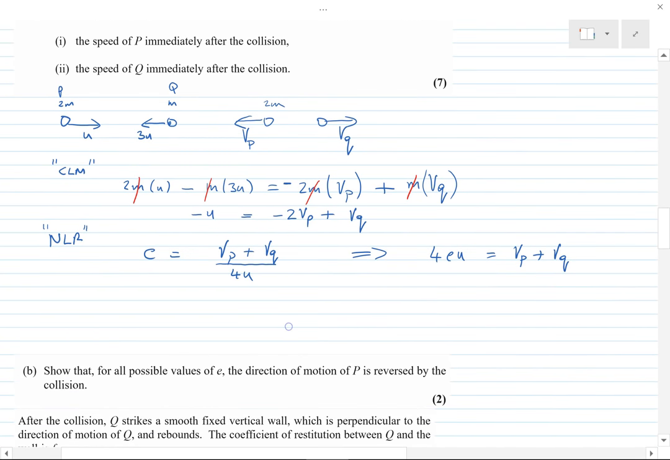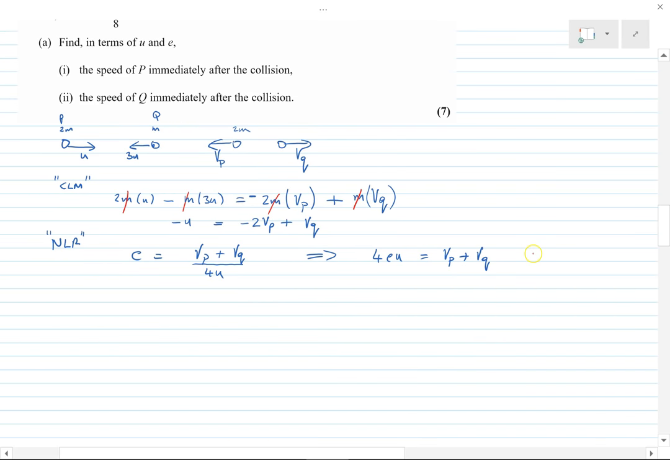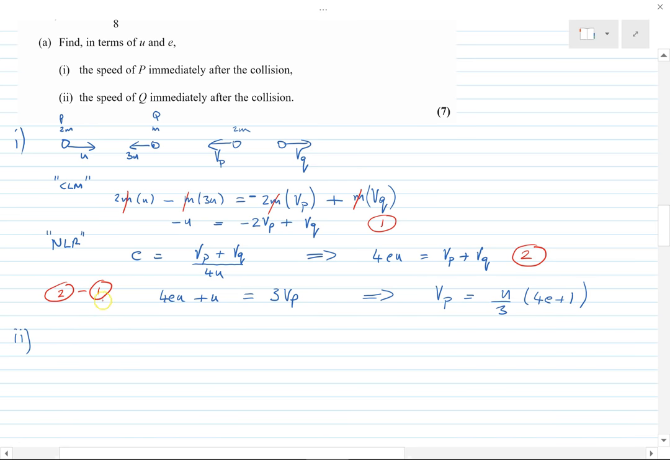Right, now if I were to subtract these two equations, let's just move this down. Let's number them just to make it clear what I'm doing. If we number this one 1 and this one 2, we can make it clear. So what I'm going to do is, first of all, do 2 take away 1 to get an equation. That will give us 4eu plus u, because it's a double negative there, is equal to VQ will cancel, and we'll have VP take away 2VP, so that's 3VP. So that gives us VP equals, let's factorize out a bit, u over 3 times 4e plus 1. So that's our answer to part 1 of question 8.